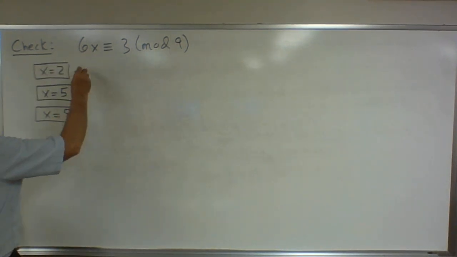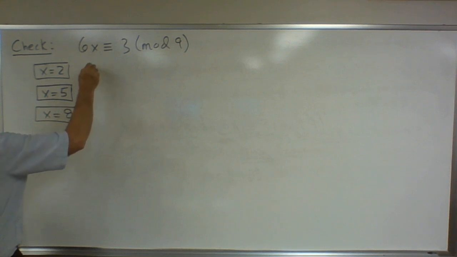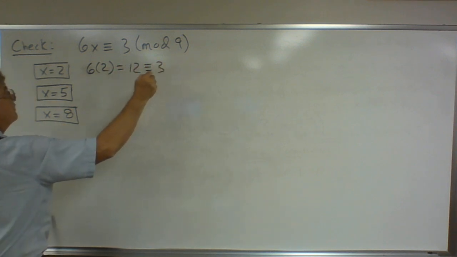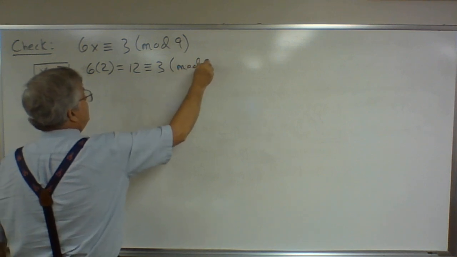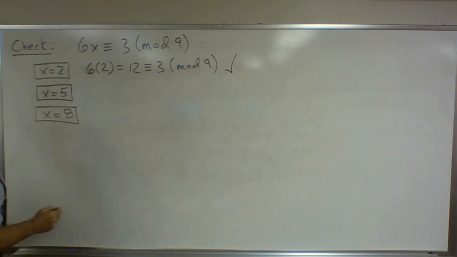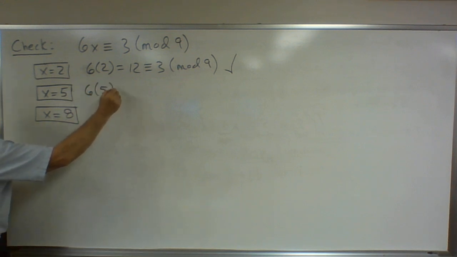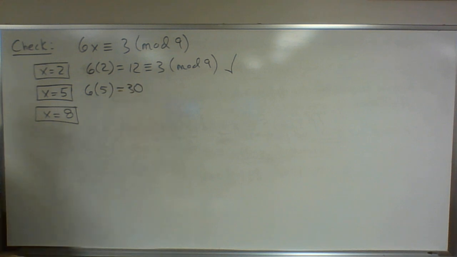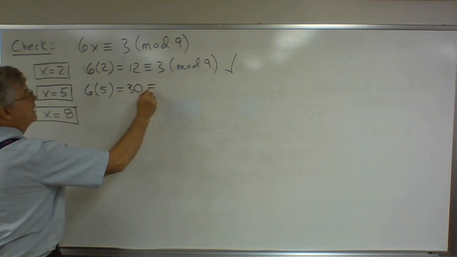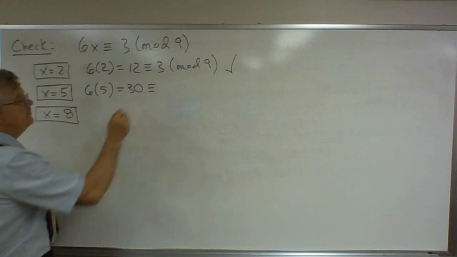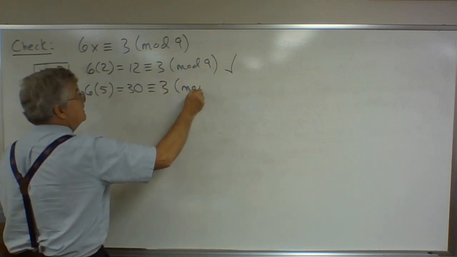X equal 2. Six times 2 equals 12, which is congruent to 3 mod 9. Check. X equal 5. 6 times 5 is equal to 30. Divide 30 by 9, we get 3, with 3 times 9 is 27 plus 3. So that's 3 mod 9.